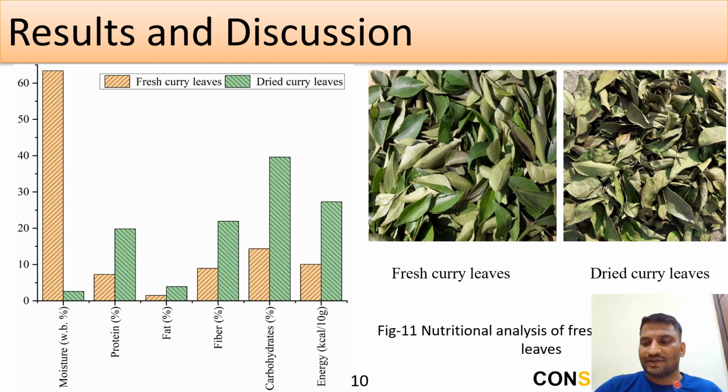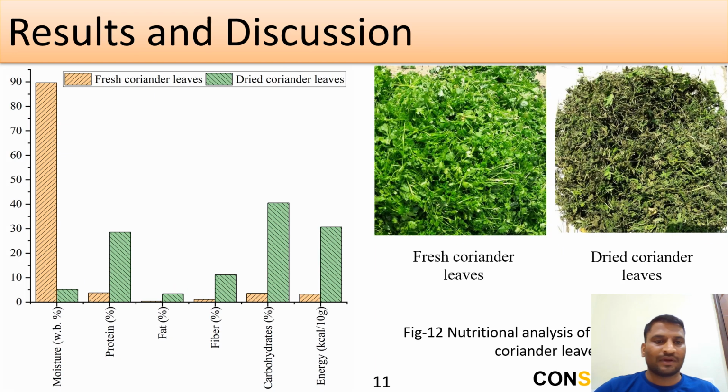Also we have conducted the nutritional analysis test. From this test, we found that except moisture content, all other nutritional parameters like protein, fat, fiber, carbohydrates, and energy content had increased in the dried products. Also from the photographs of the fresh curry leaves and the dried curry leaves, we can say that there is not much change in the color of the dried product. The same nutritional analysis test we conducted for the coriander leaves also. Again, here we can see that there is not much change in the color of the dried coriander leaves. And again, except moisture content, all other nutritional parameters had increased in the dried product.